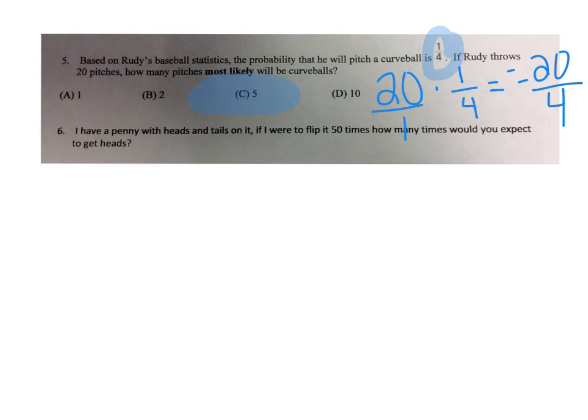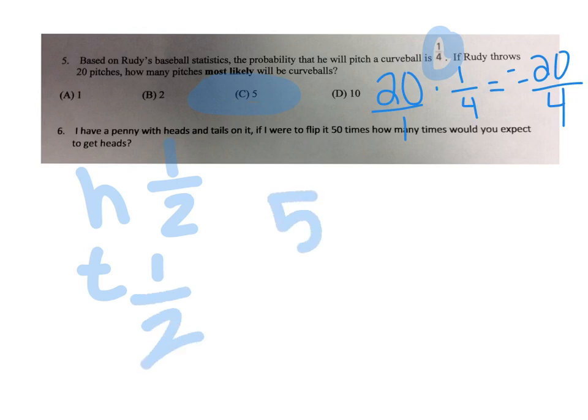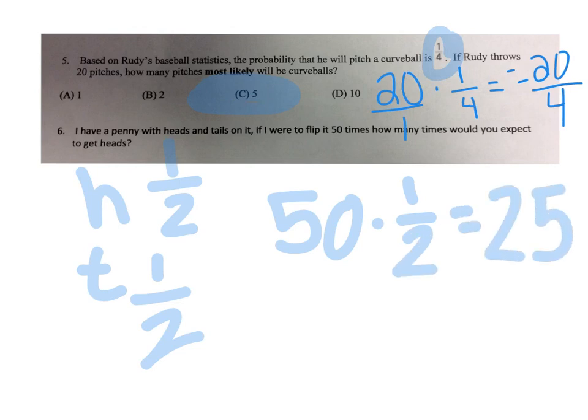Let's take a look at 6. I have a penny with heads and tails, so I know I can get heads or I can get tails. If I were to flip the coin 50 times, how many times would I expect to get heads? Okay, well, if there's 2 sides on the coin, I could get heads 1/2 of the time, or I could get tails 1/2 of the time. So what is 1/2 of 50? It's 25. You would expect to get heads about 25 times.